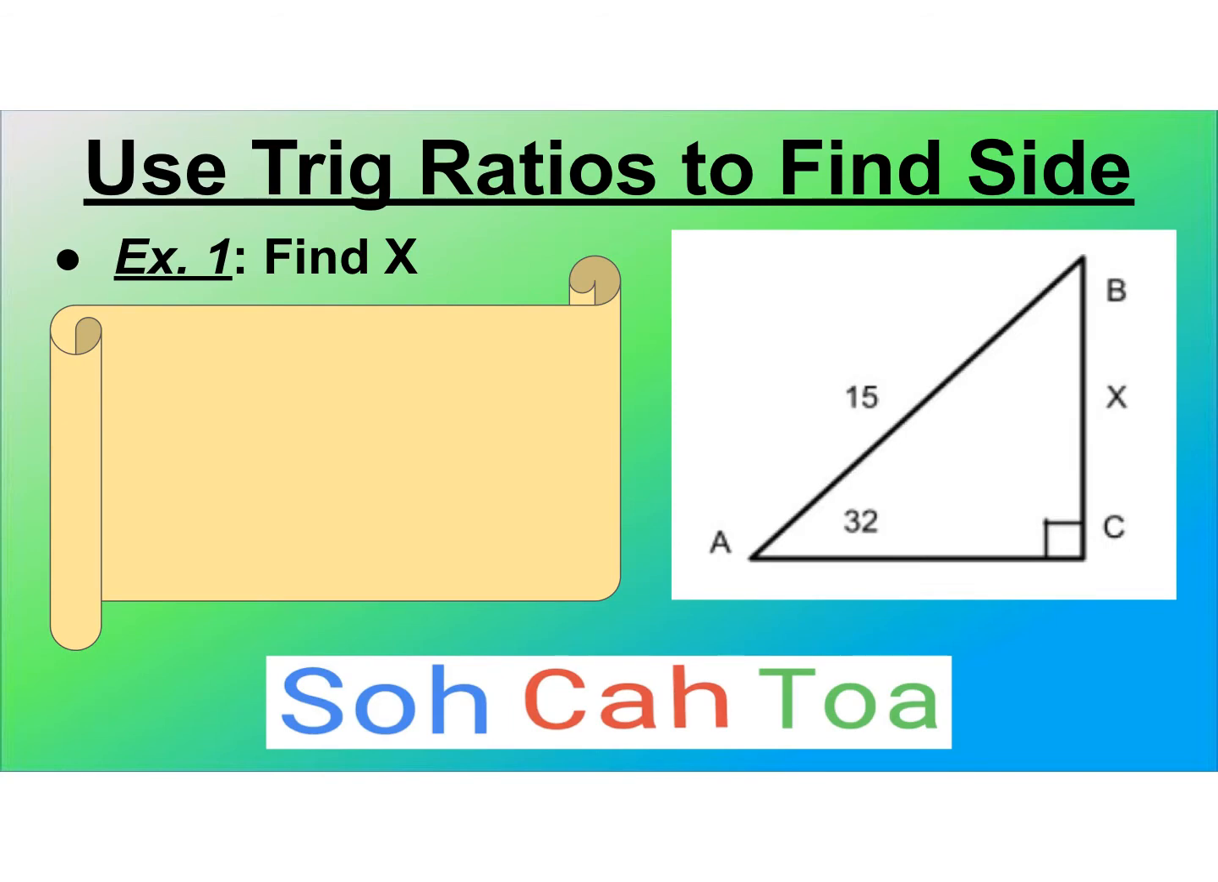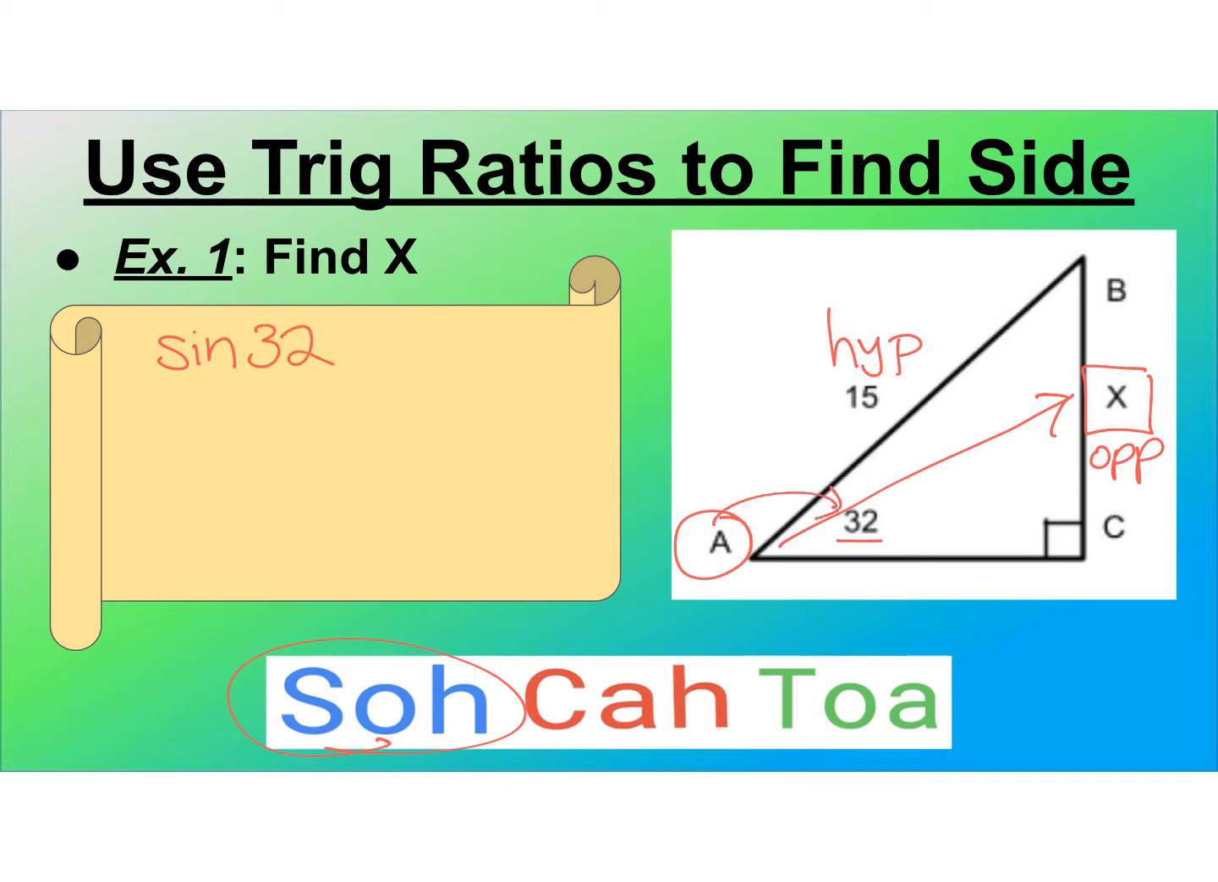So in this example, I'm looking at angle A and I see that it's 32. I go opposite, and that's what I'm trying to find, x, and I have my hypotenuse. So we're looking for the trig ratio that deals with opposite and hypotenuse, and that's going to be sine. So I'm going to set it up as the sine of 32, because I know my angle A is 32, equals x over my hypotenuse, which is 15.